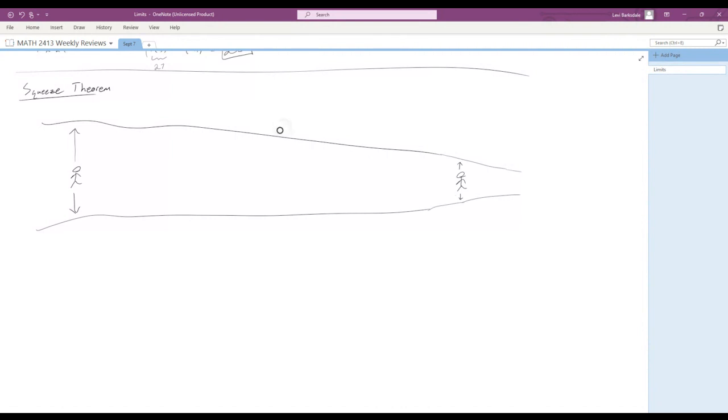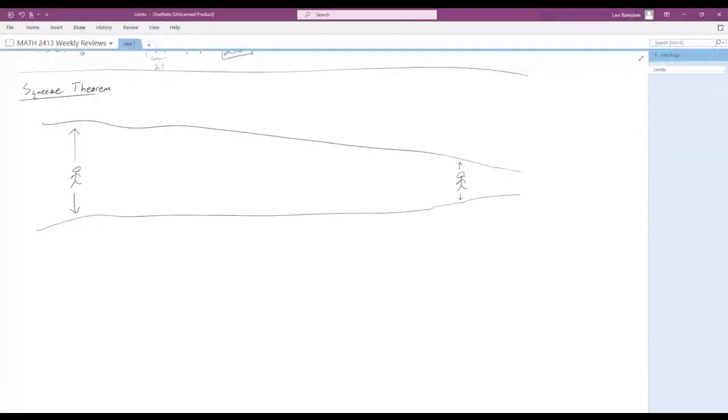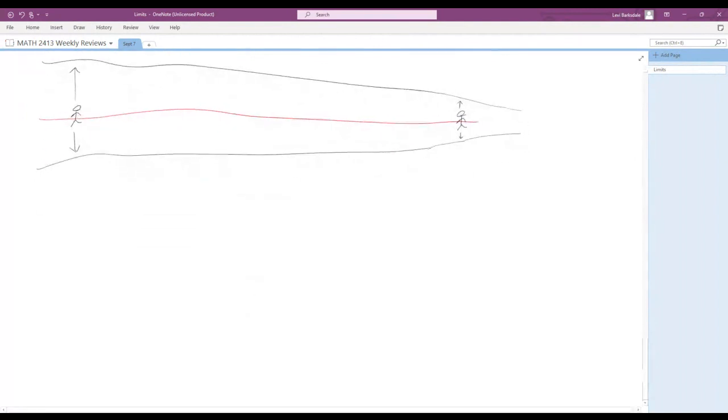What if instead of this top and this bottom being canyon walls, we call them one function and another function. And instead of a person in the middle, we had a whole new function entirely. We'll draw this other one in red, because why not? Well then, the closer the top and bottom functions are, the more we know about the value of the middle function, right? So that's kind of the intuition behind Squeeze Theorem. Let's actually define that mathematically now. It's going to be a wee bit boring, but just let me know if you have any questions about it, okay?